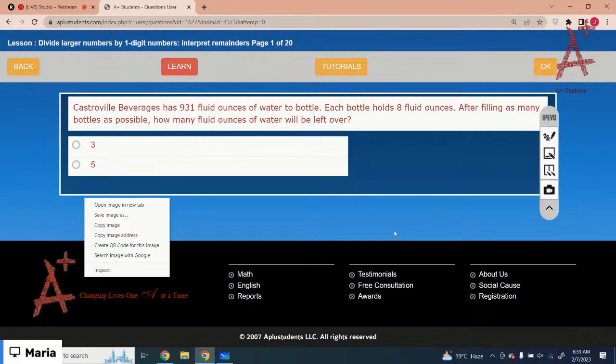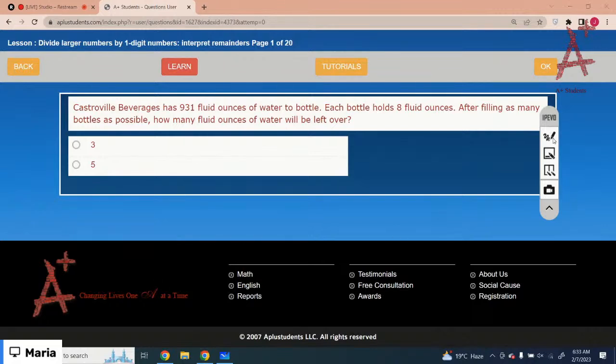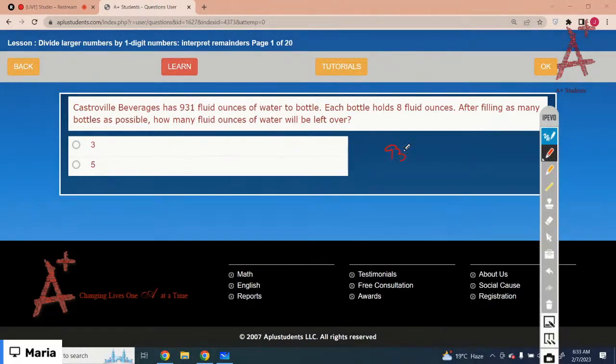So you have to divide 931 by 8 and then you have to see how much water you are left with. Got it? 8 times 1 is 8. 8 times 6 is 48. So 51 take away 48 is 3. That means the last bottle has just 3 fluid ounces of water. When you divide 931 by 8, you are left with 3.